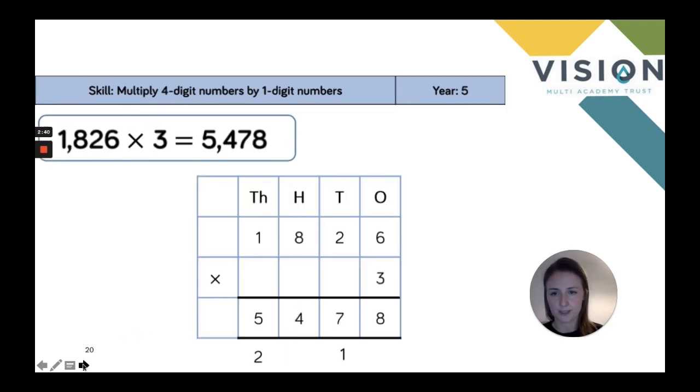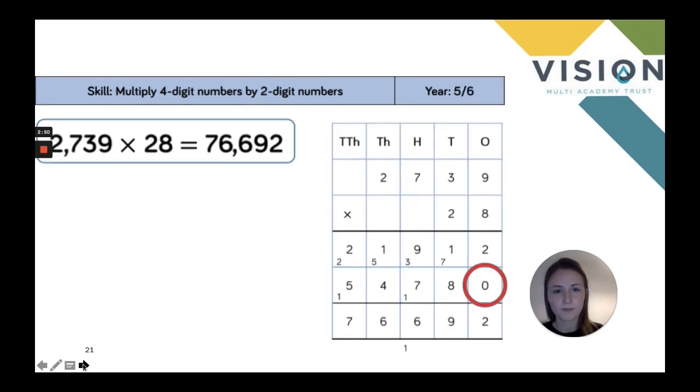Okay, so as you can see, I won't talk through all of these, but they get progressively harder. By year 5, we're multiplying 4 digits by 1 digit, but equally in year 5, we are also doing this. So we are multiplying up to 4 digits by 2 digits.